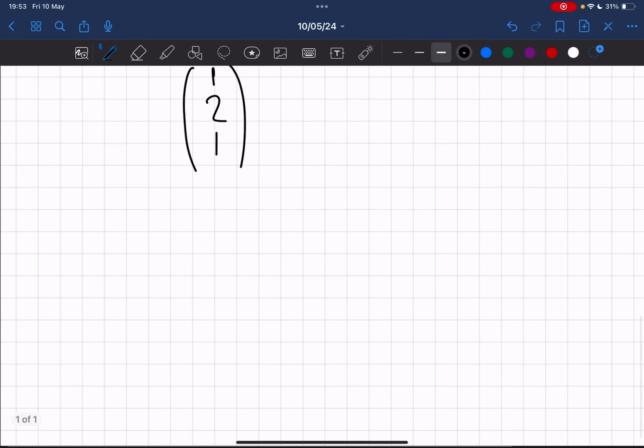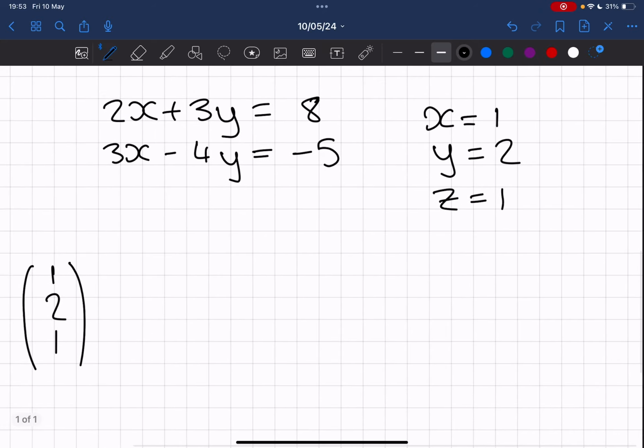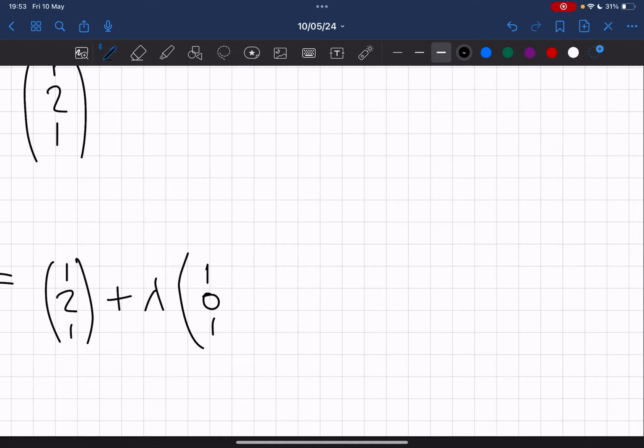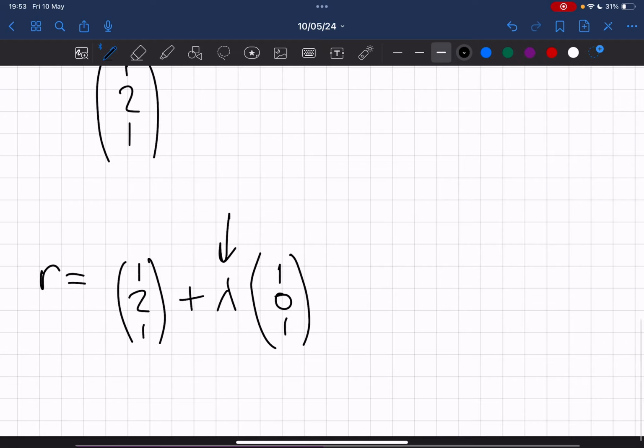You just form your equation of a line, starting with your point, choosing any lambda you want, and then adding in your direction vector. Well, not any lambda you want, but any variable you want. Sorry, I misspoke.